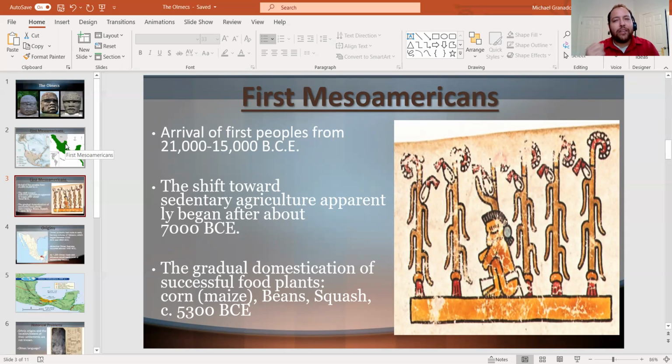So that's what I'm referring to when I say first culture. Their technological advancements, their artistic advancements, stuff like that. Again, they're not the first people. The first people arrive in this area, like I said before, anywhere from 21,000 years ago to 15,000 years ago. I think I said 11,000 years ago before that. Give or take a few thousand years, right?